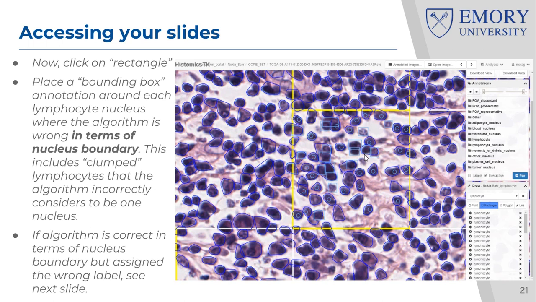Now, the next stage is you click the rectangle. And in here, you look at things where the computer is either incorrect in terms of the boundary or it completely missed that cell. So in this case, look at here. This is a lymphocyte, but the computer missed it. These are two lymphocytes that the computer missed. This is two lymphocytes that the computer thinks are one lymphocyte. See, it places one boundary around it.